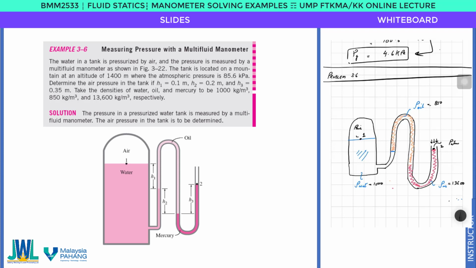Now the heights are given, different types of heights. From here to here, H1, here to here, H2, and here to here, H3. So this is the given data. Solution.